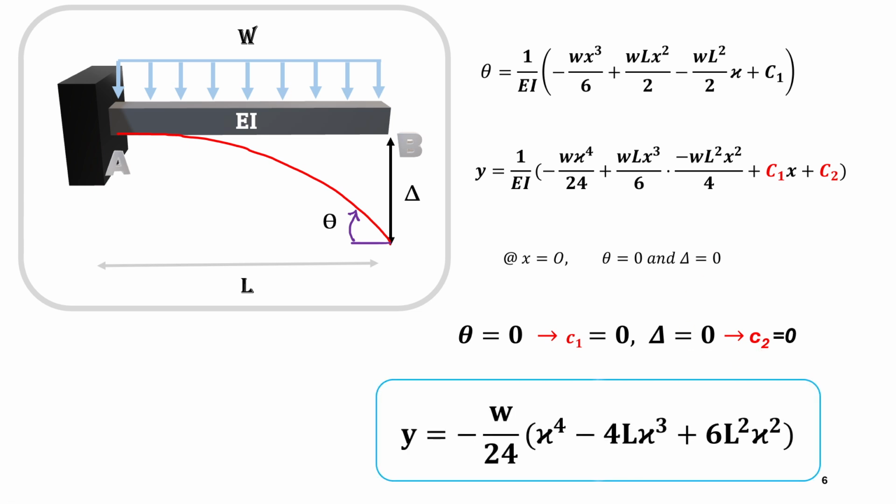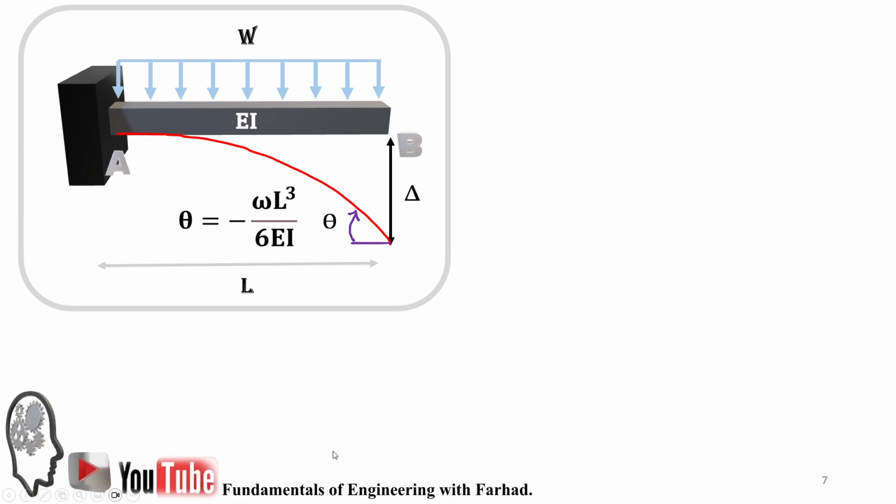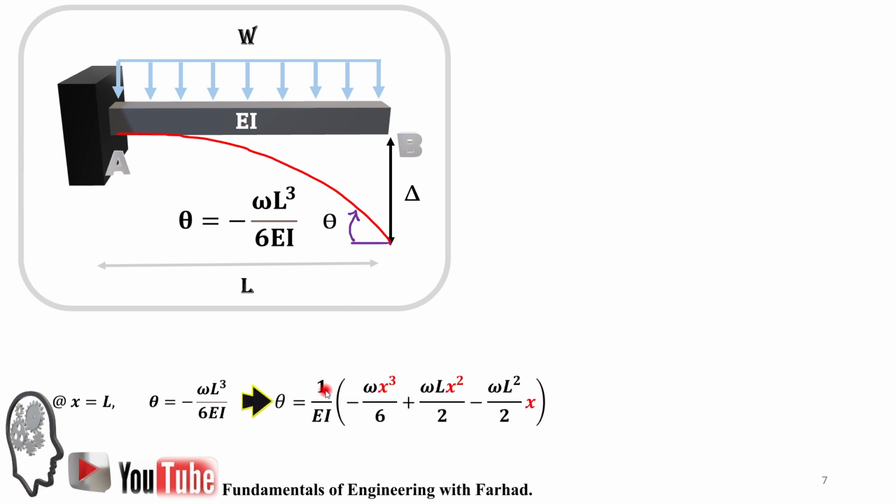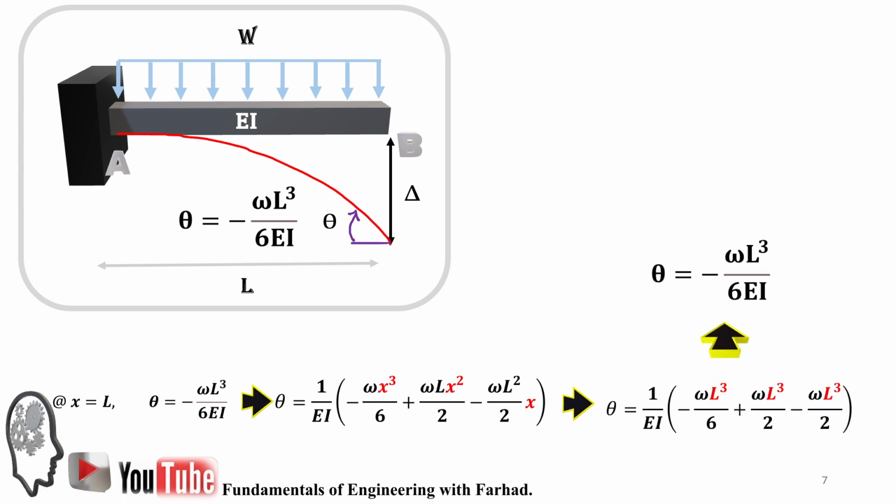As soon as we know our constants, we can get the real delta function for the entire beam, which is this function. And now, applying the boundary condition at the free end, x equal to L, theta is equal to this amount we calculated. This is our theta function. Use L instead of x in the function. You will reach this term, and by simplifying the equation, it gives us theta equal to negative WL cubed over 6EI, which you can see here.